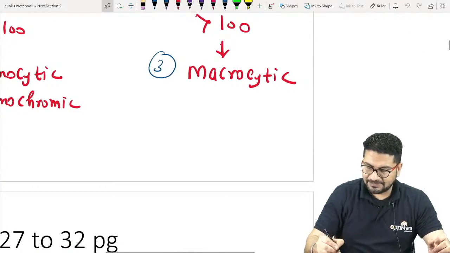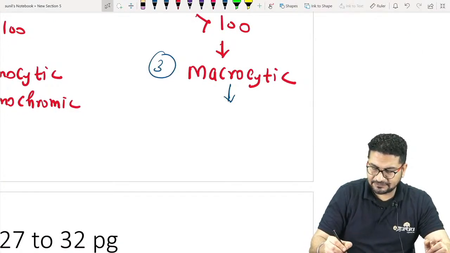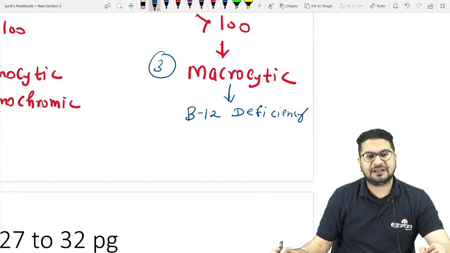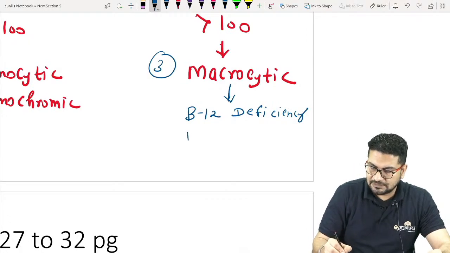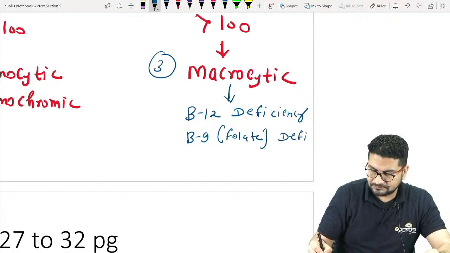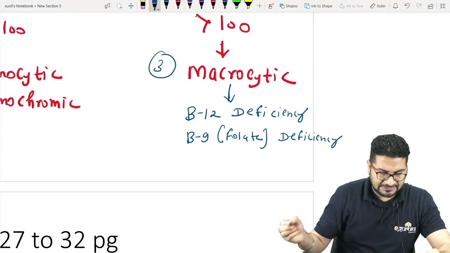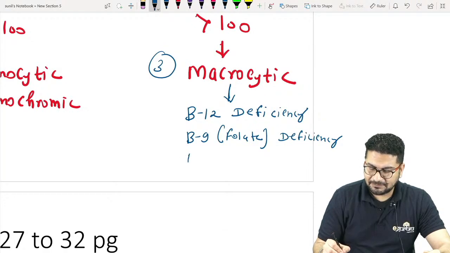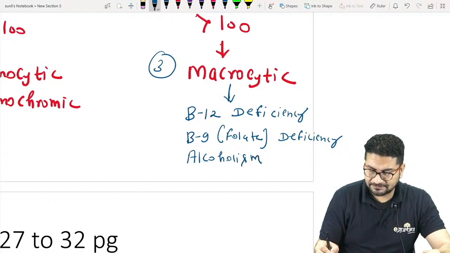Okay, so what you have to remember in macrocytic? Macrocytic can be due to B12 deficiency. B12 is your vitamin B12, cyanocobalamin. It can be due to B9 or folate deficiency. Macrocytic anemia sometimes you can see in alcoholics, so it can be due to alcoholism.